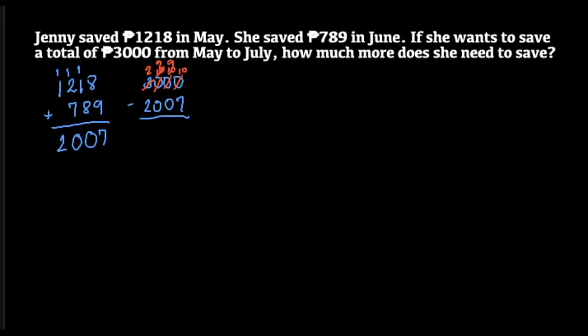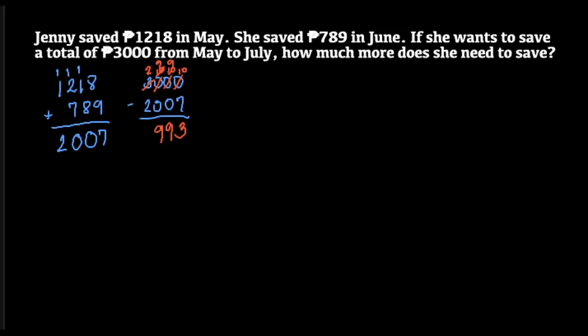10 minus 7 is 3. Then 9 minus 0 is 9. 9 minus again 0 will become 9. And then 2 minus 2 is 0. So the answer now is 993 pesos. So this is one of the ways that we can get the amount of money that she needs.